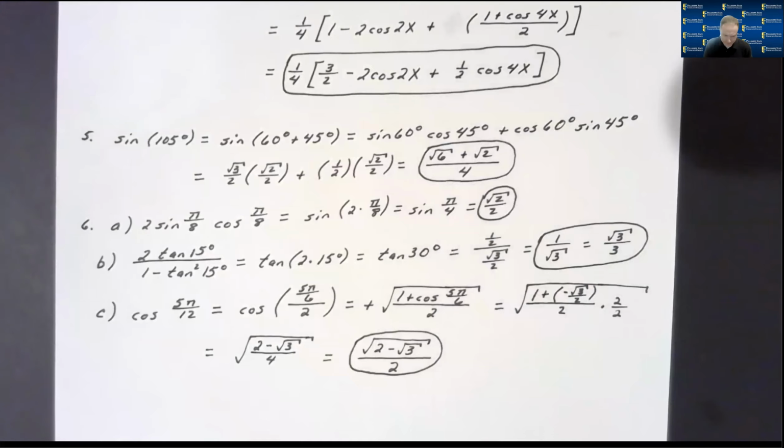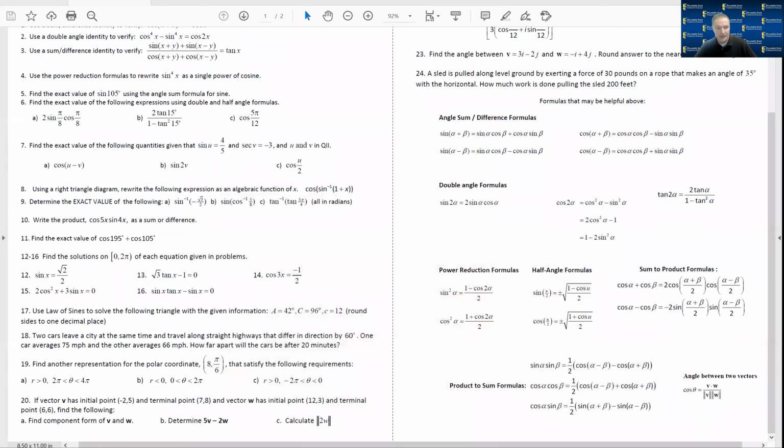So now, first 6 problems done. What about the next one here? And I'll go to my second page of the work too. It took me 4 pages to do the work for this test.